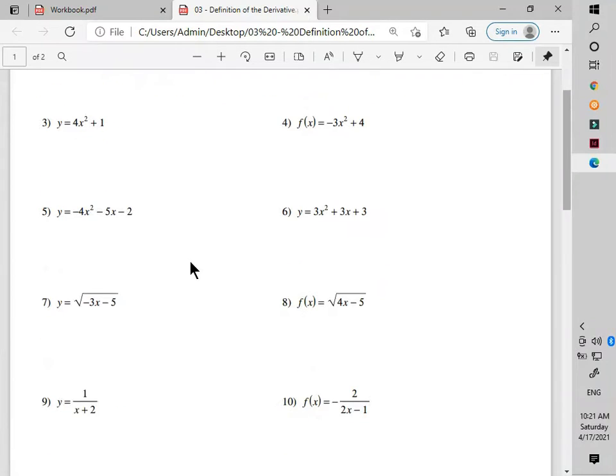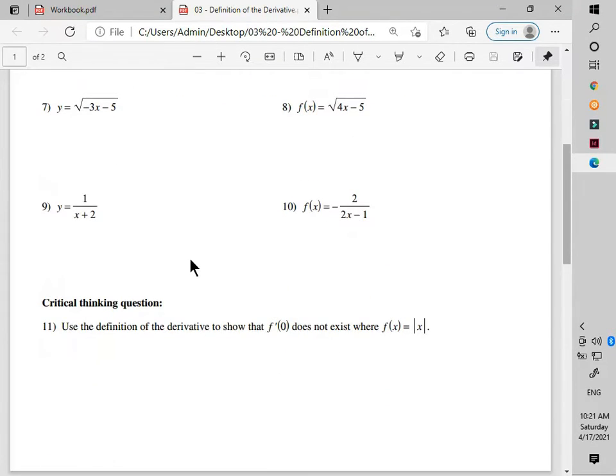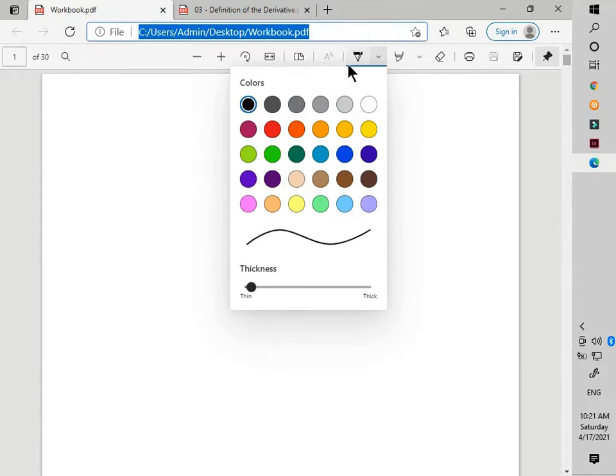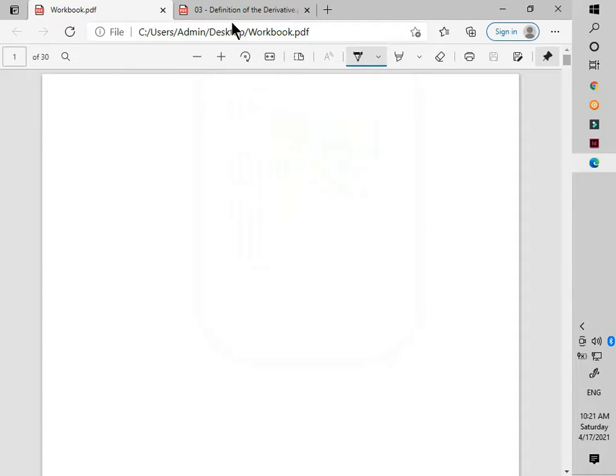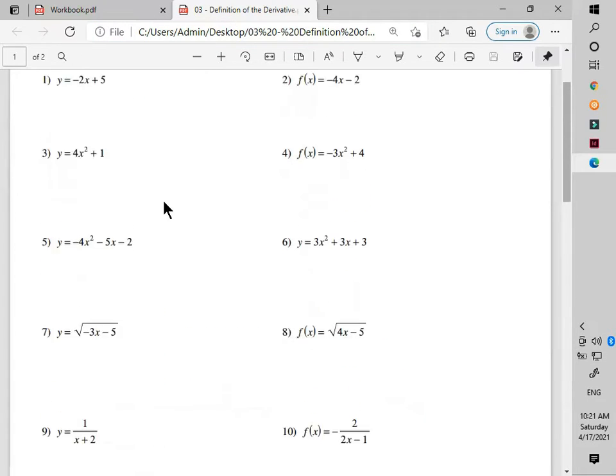So I'll be working all 10, actually 11 questions, but for number 11, I would suggest that a lecturer during a tutorial session or otherwise break this concept down a little bit better, because the definition of derivative to show this, it should be undefined, but it's best if a lecturer actually explains it to the class.